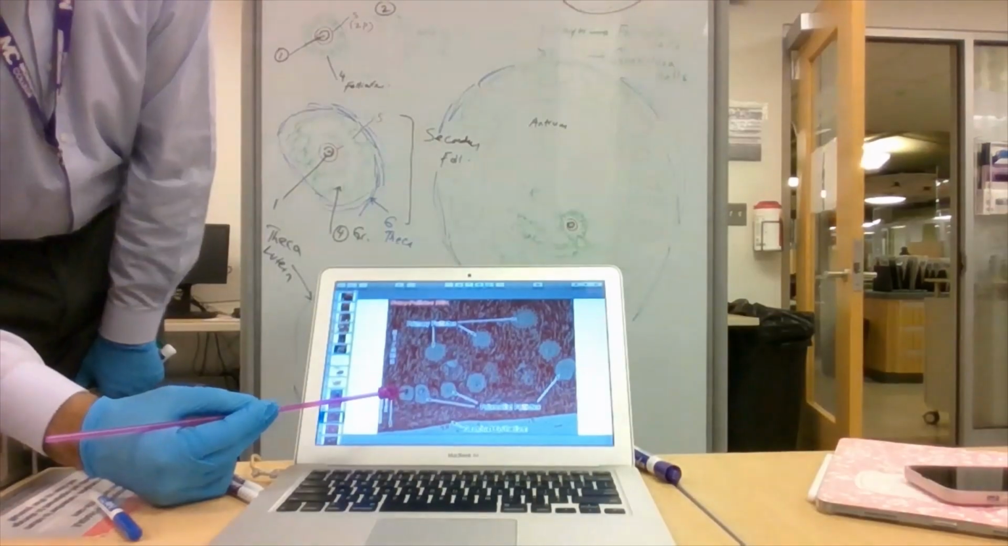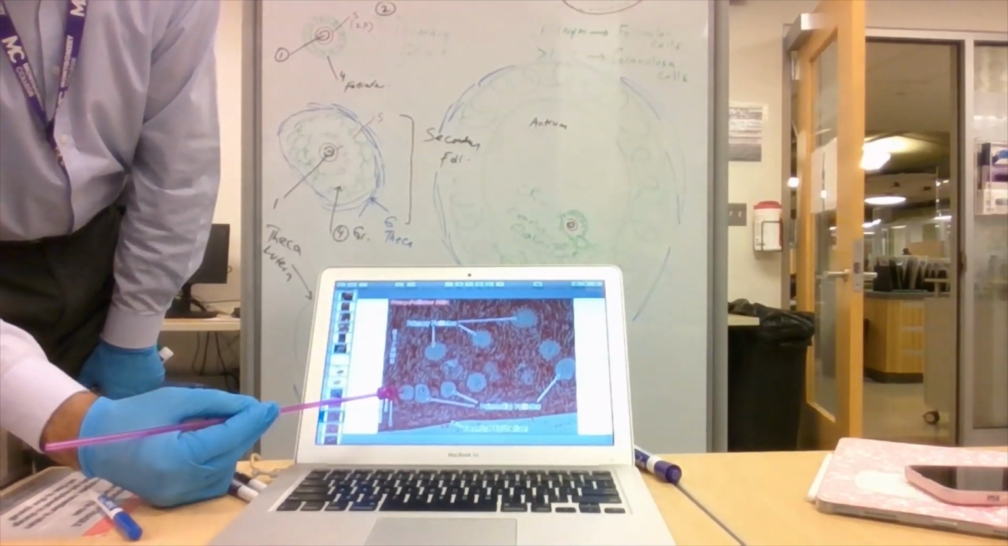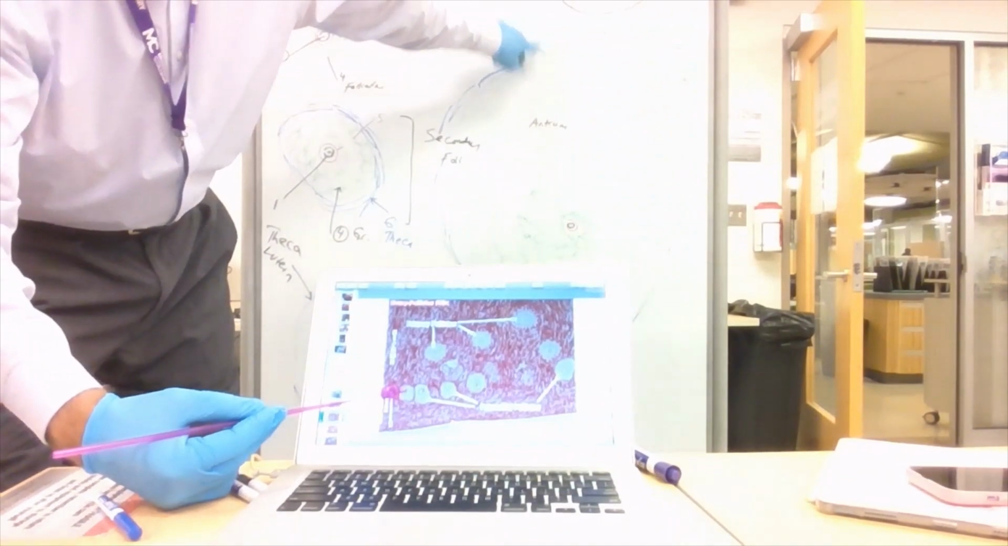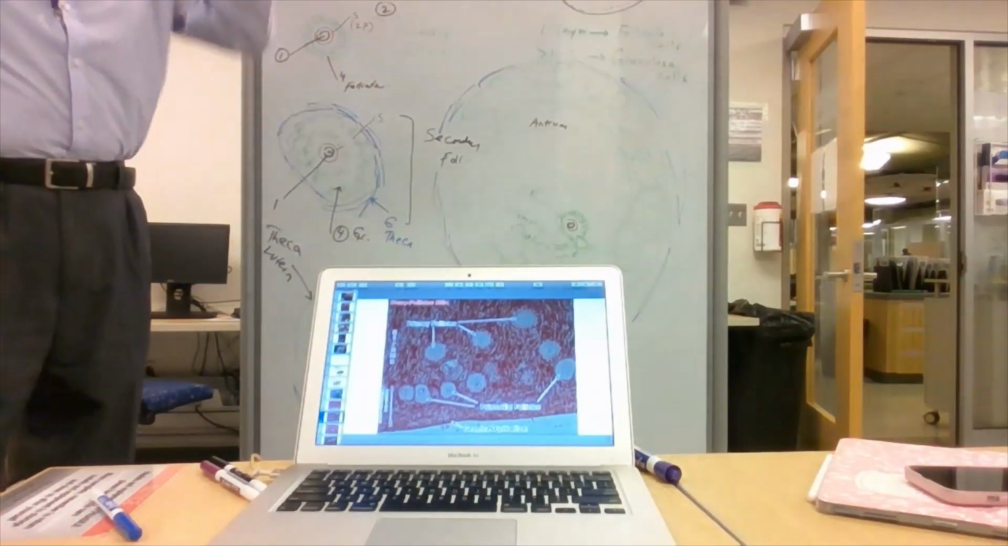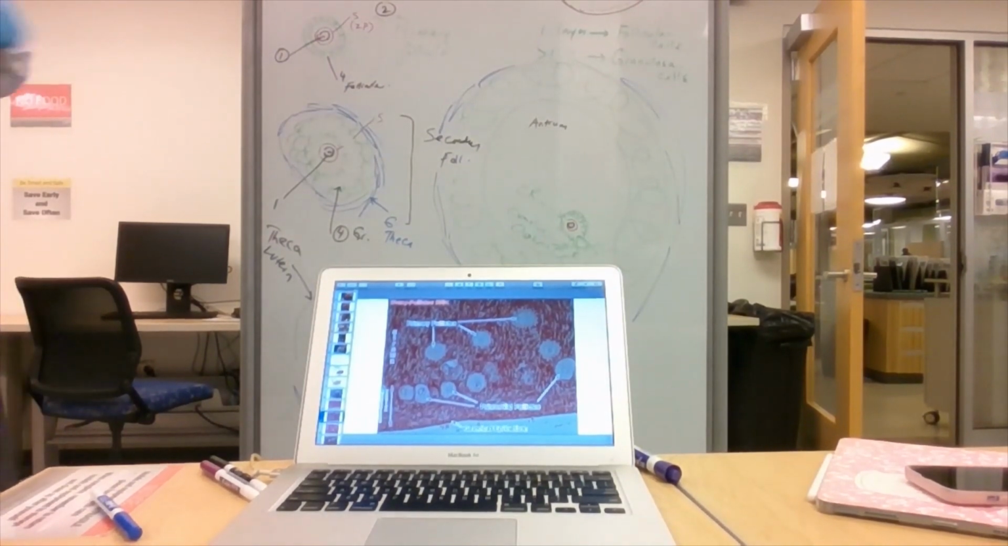Are they granulosa or follicular cells? Follicular. Why are they follicular cells? Because it's one layer of cells. Is that clear? But what is this full structure? Is that primordial? Primordial follicle, isn't it? Yeah. Flat. You got it, guys? So now let's look at secondary.